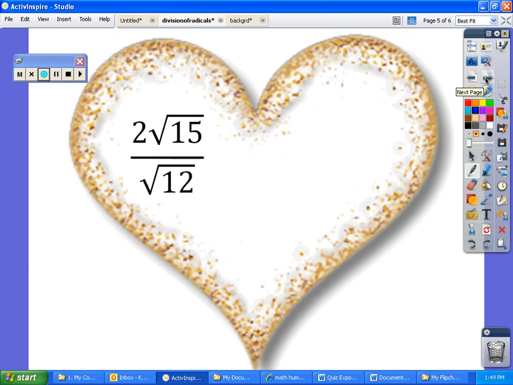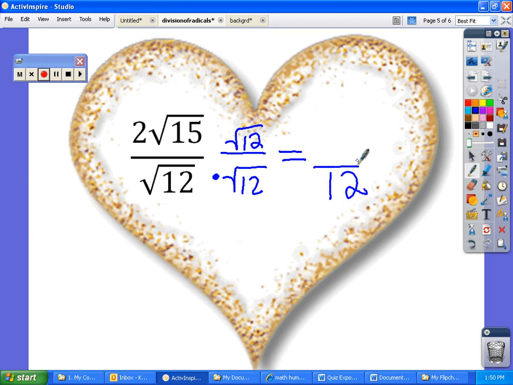Okay, here we go. Can't have a radical on the bottom. I'm going to go ahead and multiply by the square root of 12 over the square root of 12. Now, some people would have simplified this radical. I find it simpler just to do this step and we'll do the simplification later. So on the bottom, radical 12 times radical 12 is just 12. And if you remember the trick we had before, when you multiply radicals, it's easier to factor them first.